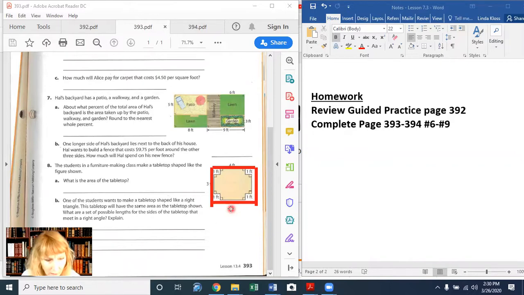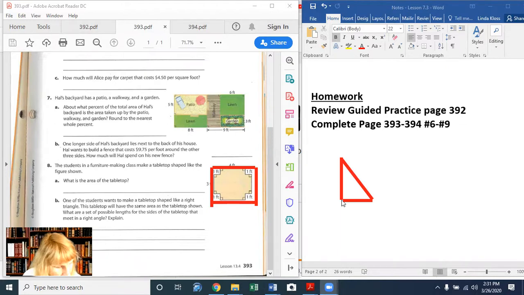And then letter B is saying one of the students wants to make a tabletop shape like a right triangle. So a right triangle looks like this. A right triangle is one in which you have a right angle. So you have a right angle right here. Okay, so that's the kind of shape they're asking for. What are a set of possible lengths for the sides of the tabletop that meet in a right angle?